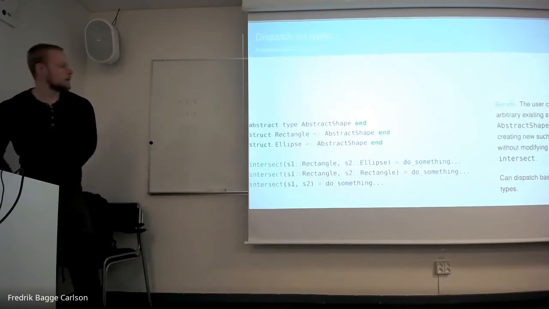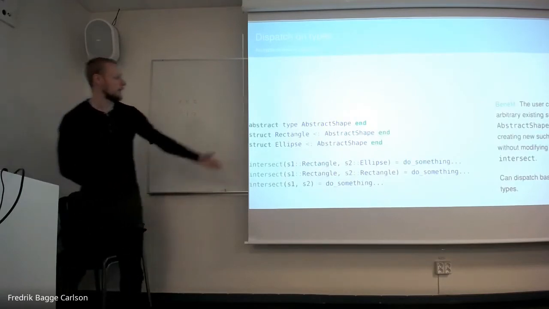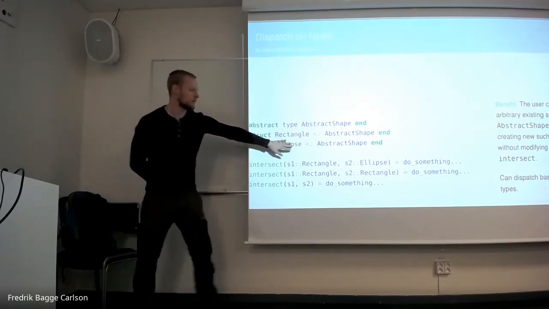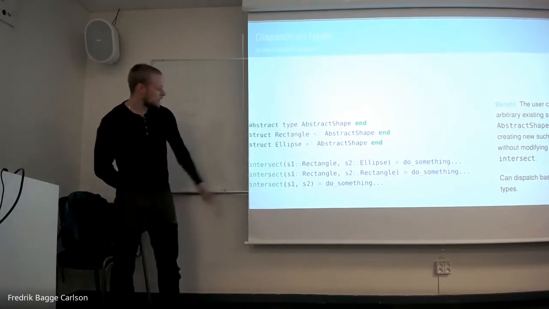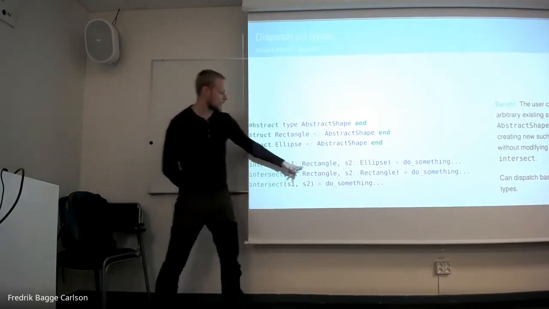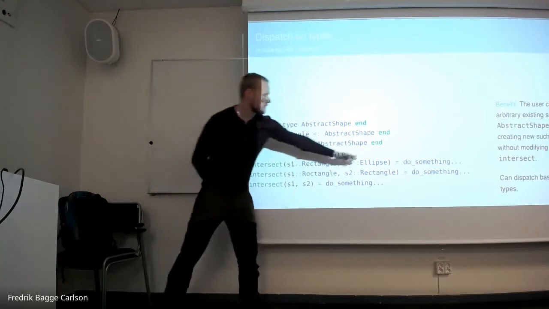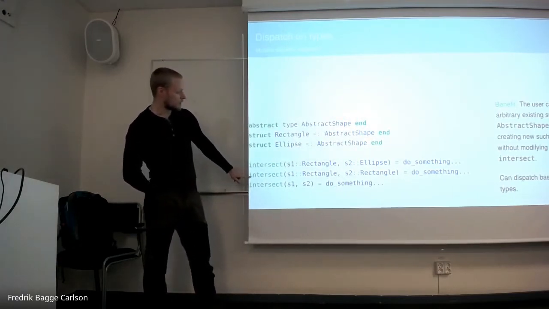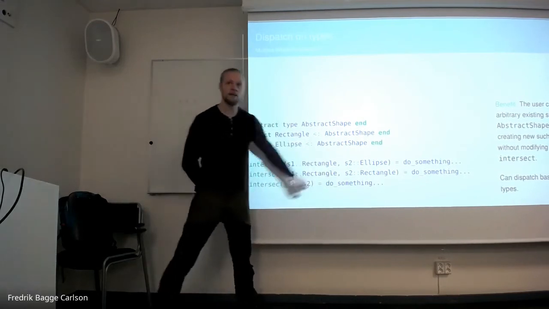How would we do it in Julia? We would have an abstract type, abstract shape, and the two concrete shapes are both subtypes of that. And then we have three different methods here. And here we intersect a rectangle and an ellipse. And the implementation, I don't show it. But there is a separate implementation here that intersects two rectangles.